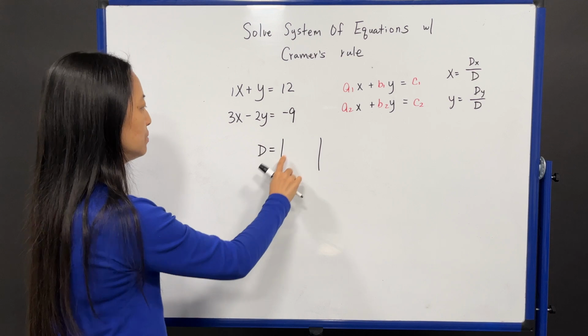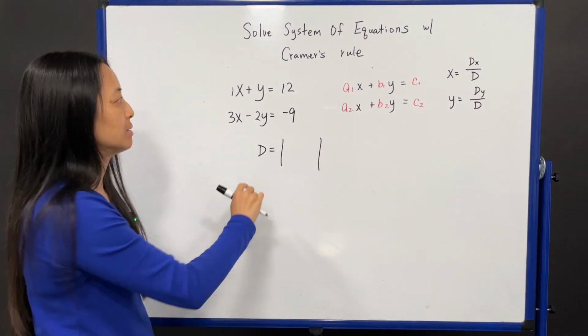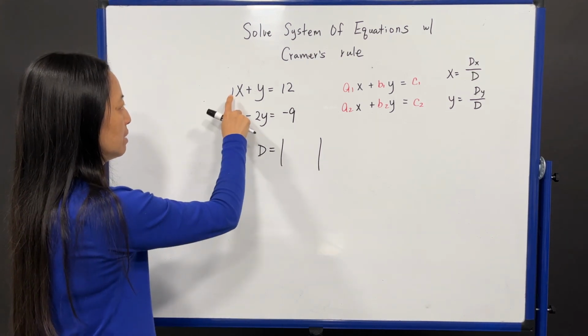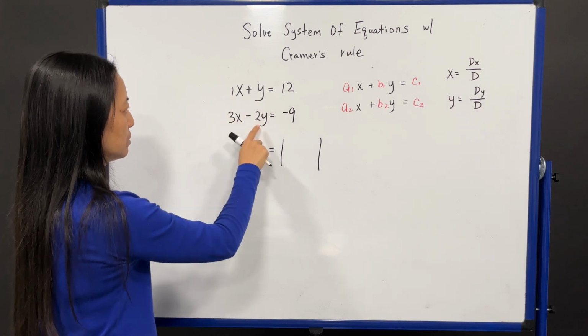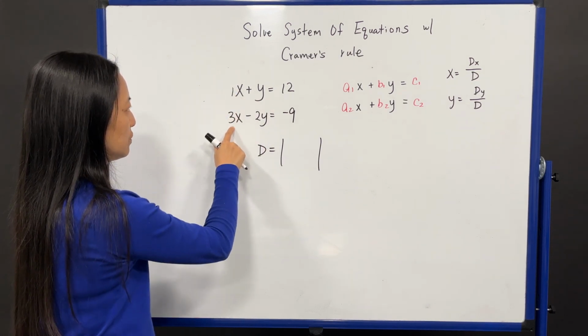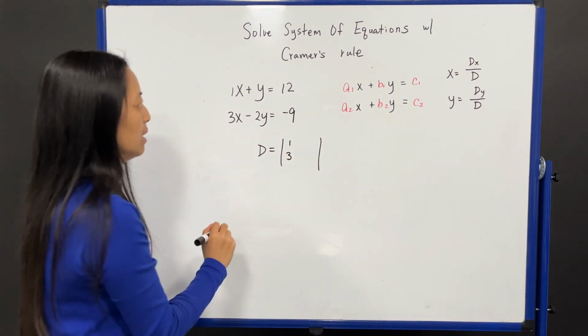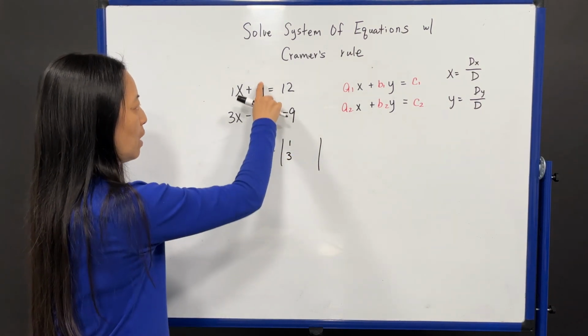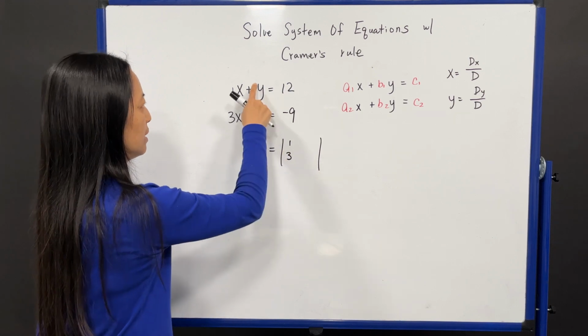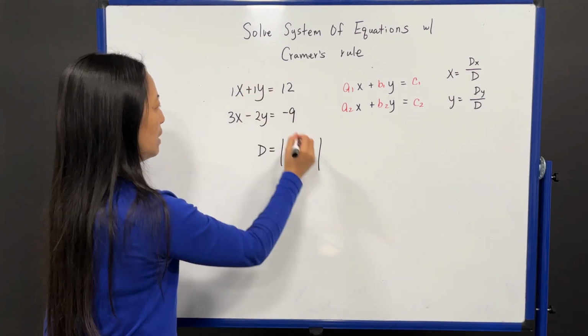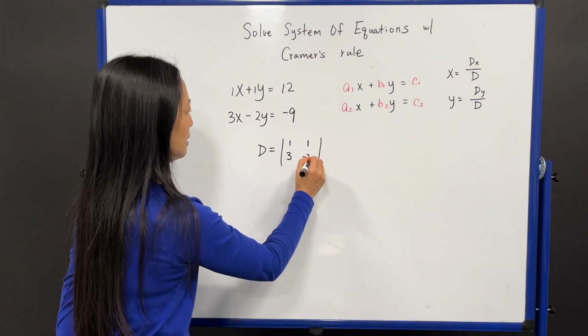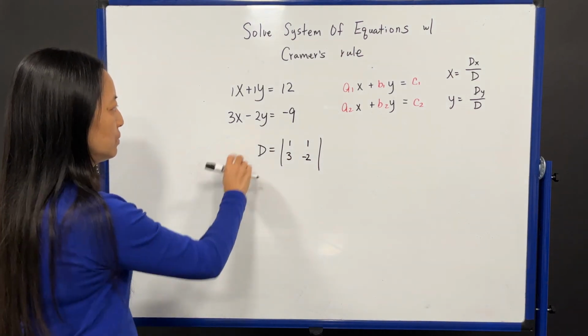The determinant is going to be a 2 by 2 matrix, and we're going to be using the coefficients from the equations. We're going to use the x coefficients in the first column. We have 1, 3. And we're going to use the y coefficients in the second column. Just remember there's a 1 right next to the y. So y, 1 and negative 2.